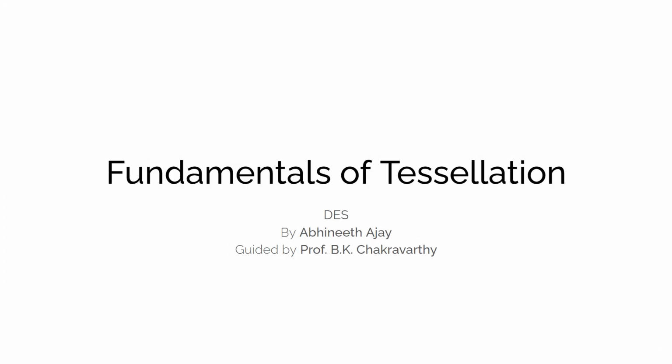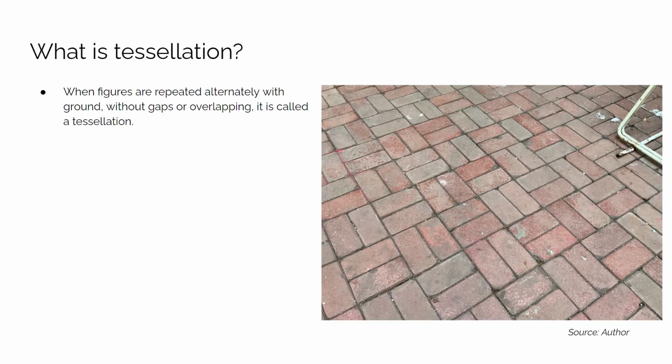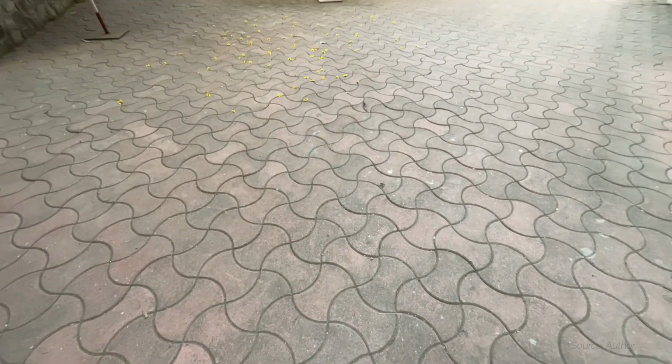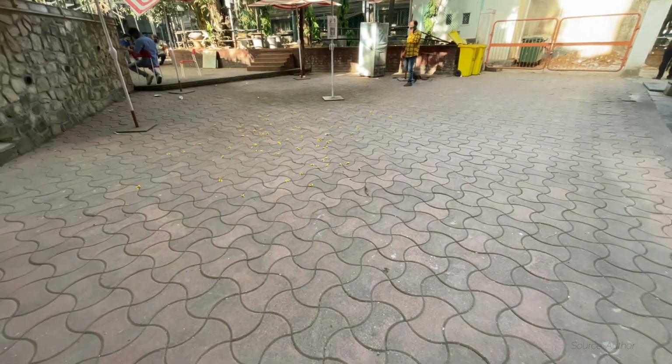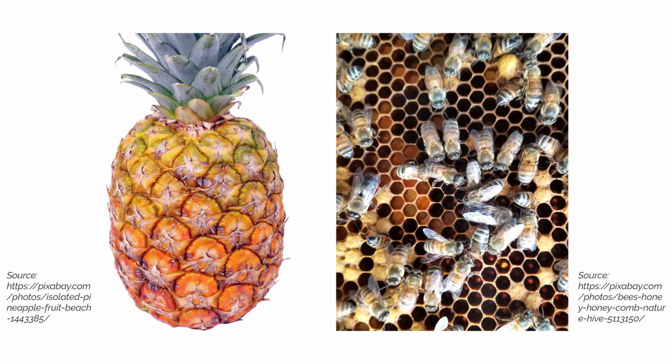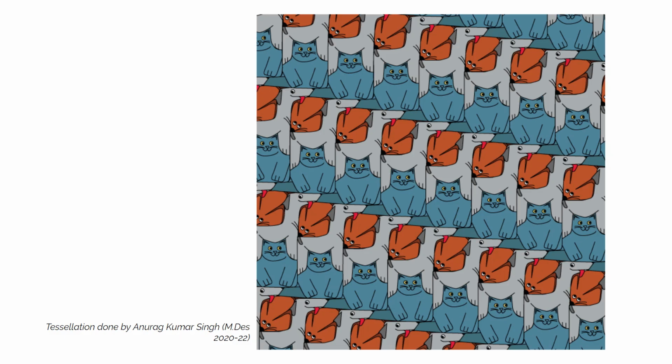Fundamentals of design: tessellation. When figures are repeated alternatively with ground, it is called tessellation. Tessellations are formed when the background figures neatly fit together with the ground figure without leaving any gaps or overlaps. It is also called tiling. The tessellations become interesting when both the figures as well as the background are made of recognizable images.